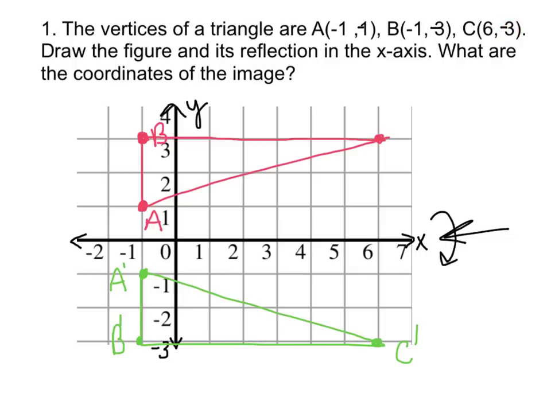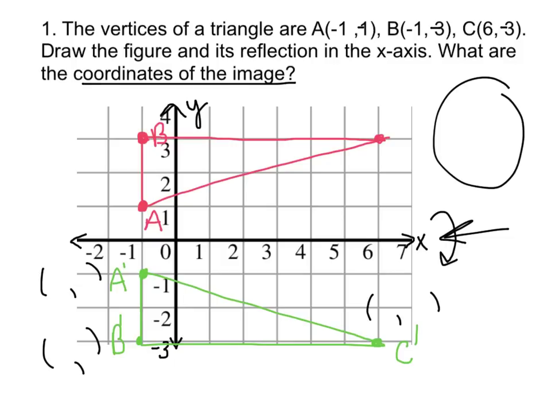So we have one more problem. Now we have one more thing that we need to make sure we do, and that is, what are the coordinates of this image? So you can just put them right next to your graph if you want, or if you want to put them over here on the side, you can. So A prime, as we set up here. All we did was change the y values. So this becomes -1, -1. B prime becomes -1, -3. And C prime is 6, -3. So always make sure you label the coordinates if it asks.